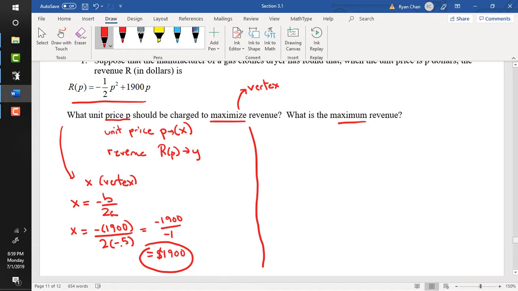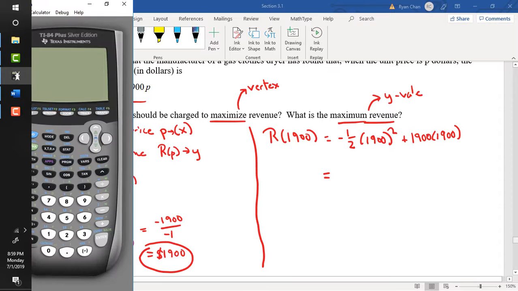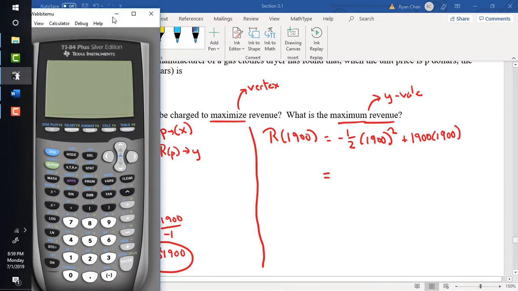Now the second part, they're saying maximum revenue. So you're actually being asked to find the y value for the following here. Okay, so we're going to plug in 1900. I have negative 1/2 times 1900 squared plus 1900 times 1900. And let's enter this into our calculator.